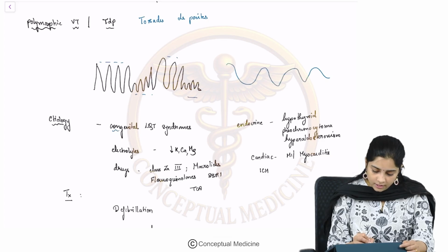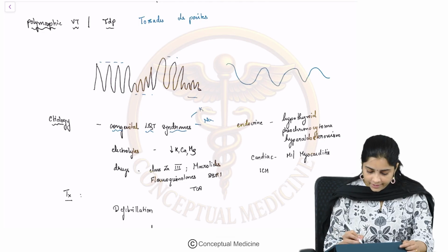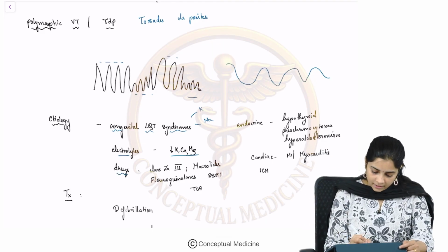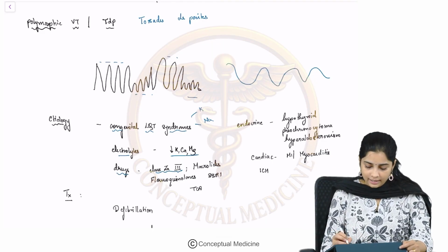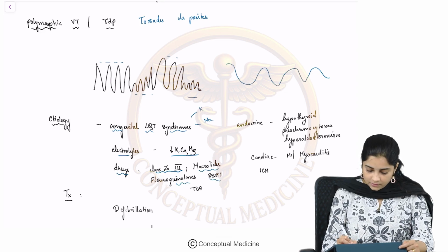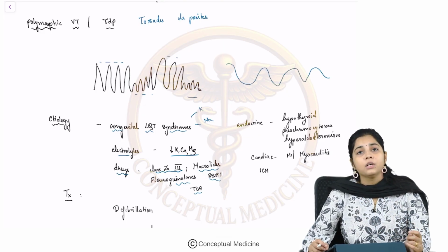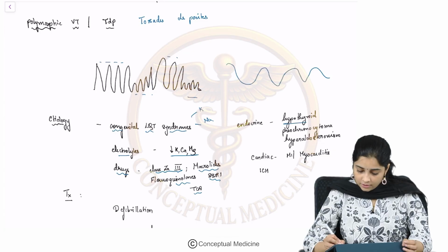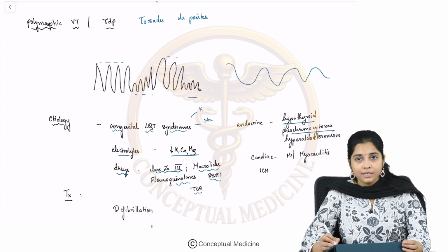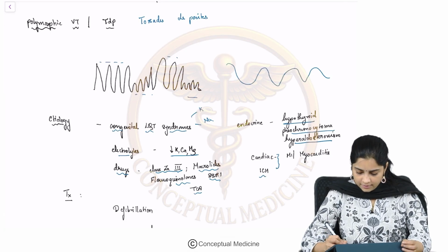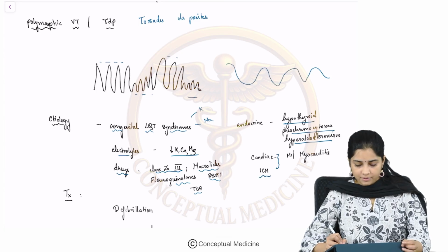So, what is the etiology? Congenital long QT syndromes, which can be due to potassium or sodium channel defects. Then, electrolyte disorders including hypocalcemia, hypokalemia, hypomagnesemia. Drugs including class 1A and 3 antiarrhythmics, macrolides, fluoroquinolones, SSRIs, TCAs. All of these are associated with acquired long QT and can predispose to Torsades de Pointes. Endocrine disorders including hypothyroidism, pheochromocytoma, hyperaldosteronism, and secondary to cardiac disorders and even intracerebral hemorrhage. So, these are the various etiologies of Torsades de Pointes.